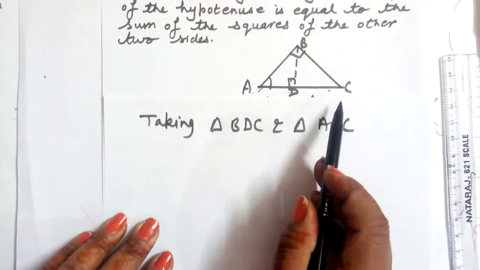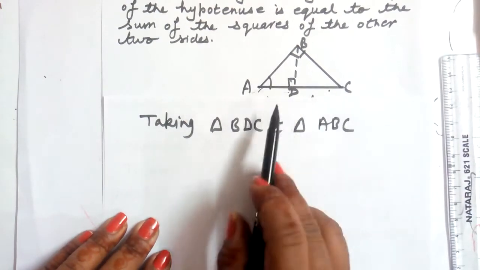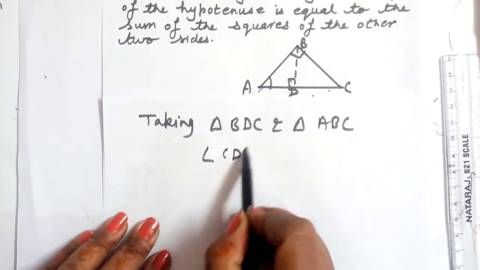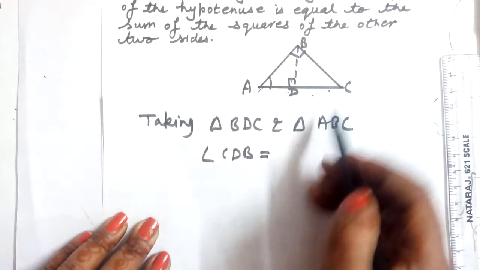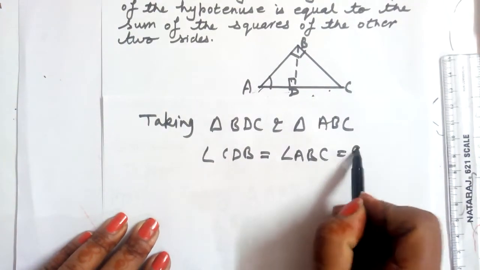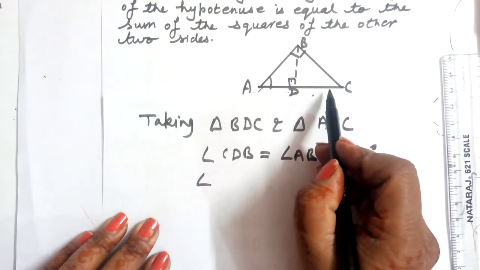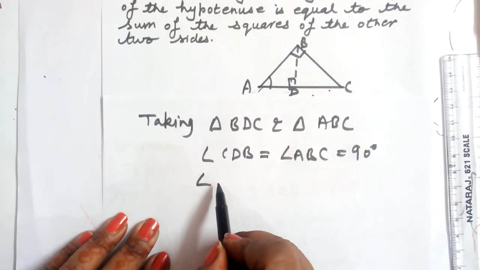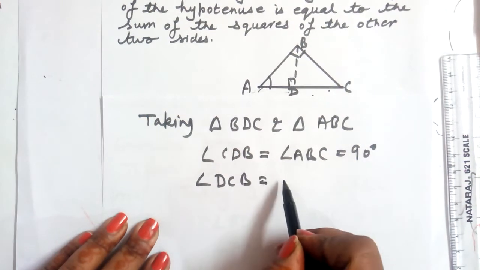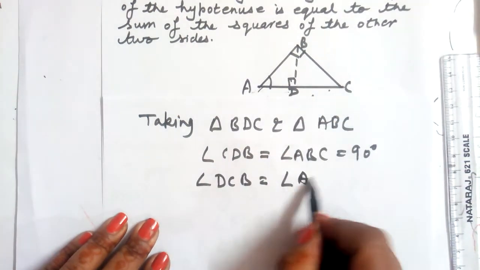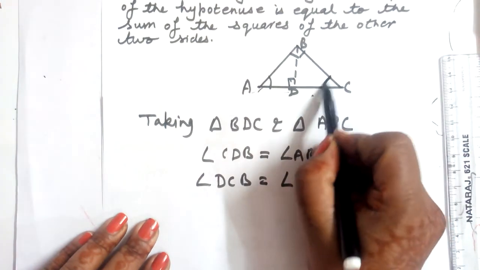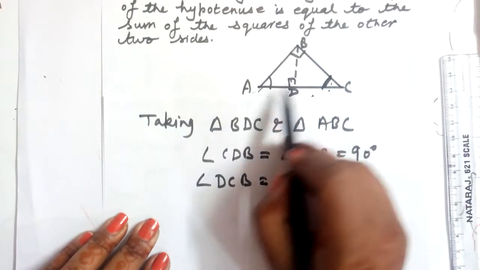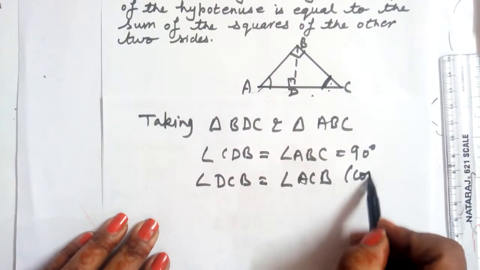So first of all we have to make them similar. We can see here angle in the smaller triangle CDB is equal to, in the bigger triangle, angle ABC, that is equal to 90 degrees, and we can see here angle C is common. Yes, in the smaller triangle CDB, we can write angle DCB is equal to angle ACB. Both are the same angle, this angle we are talking about, and this angle C is common in the smaller one as well as in the bigger one, so we can write here common.